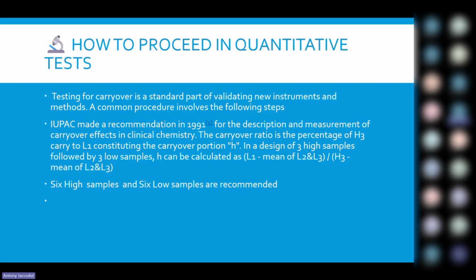So it's normally advisable to have 6 high samples and 6 low samples. If you're not able to, the minimum is 3 high samples and 3 low samples. But 6 is normally recommended just to have those repetitive tests. So the highs are 6 and the lows are 6.